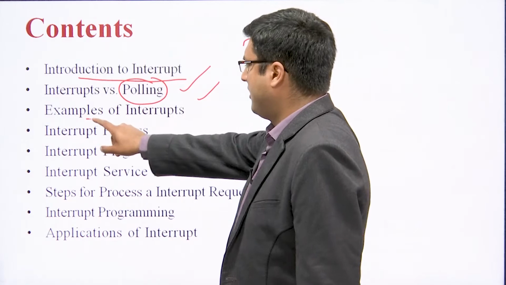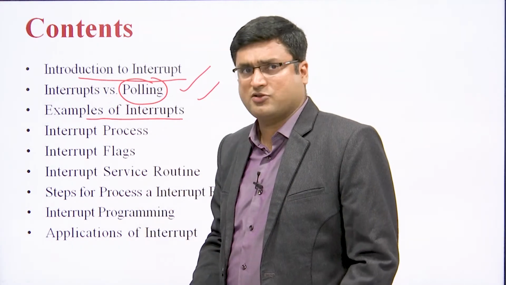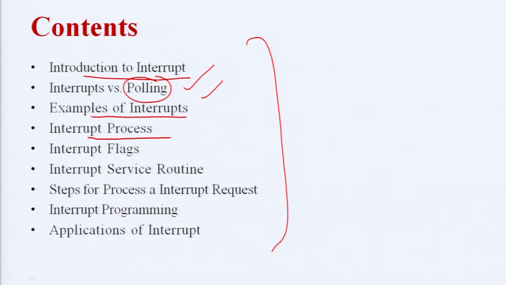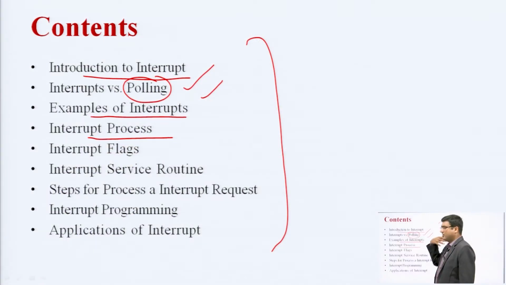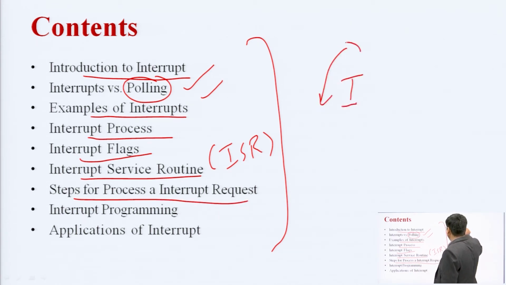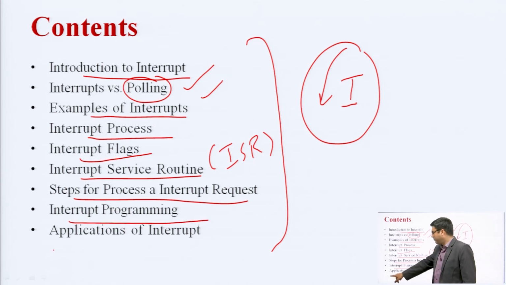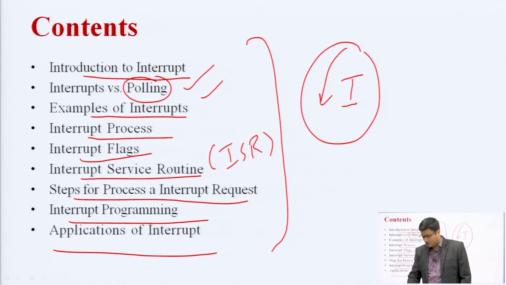After that we will see some real life examples of interrupt. After that we will discuss the interrupt process, how the process will occur in our interrupt system. After that we will discuss the interrupt flag, and the interrupt service routine, that is the ISR, and the steps to process an interrupt request. If any interrupt occurs, how we can process its request, we will discuss here. After that we will see some programming techniques of interrupt, and in the last slide we will discuss the applications of interrupt. These are the table of contents.